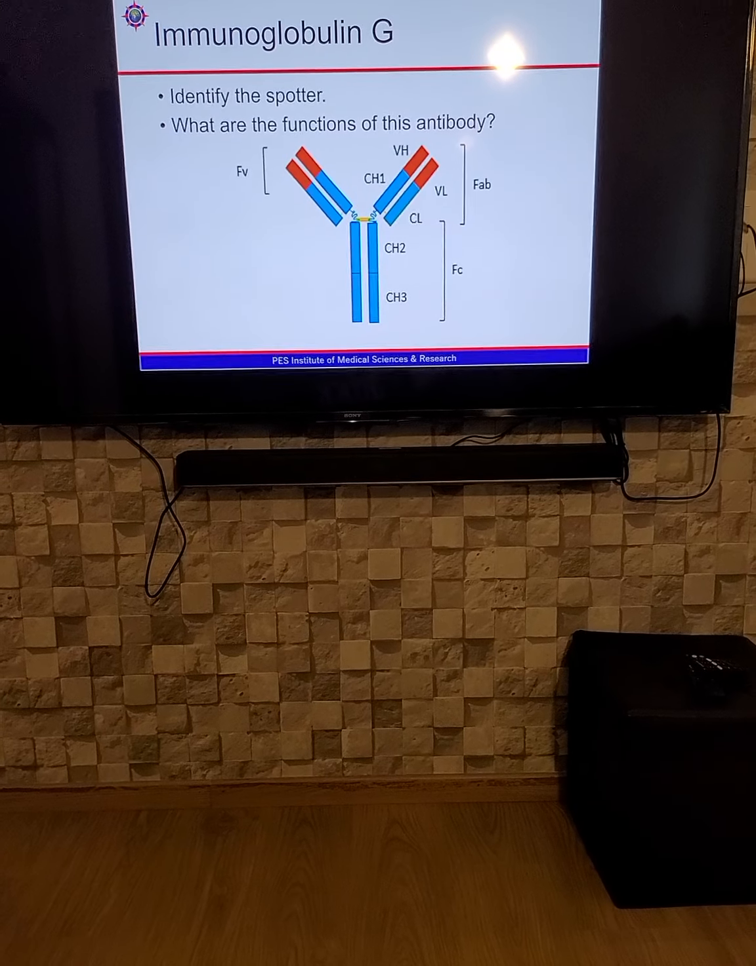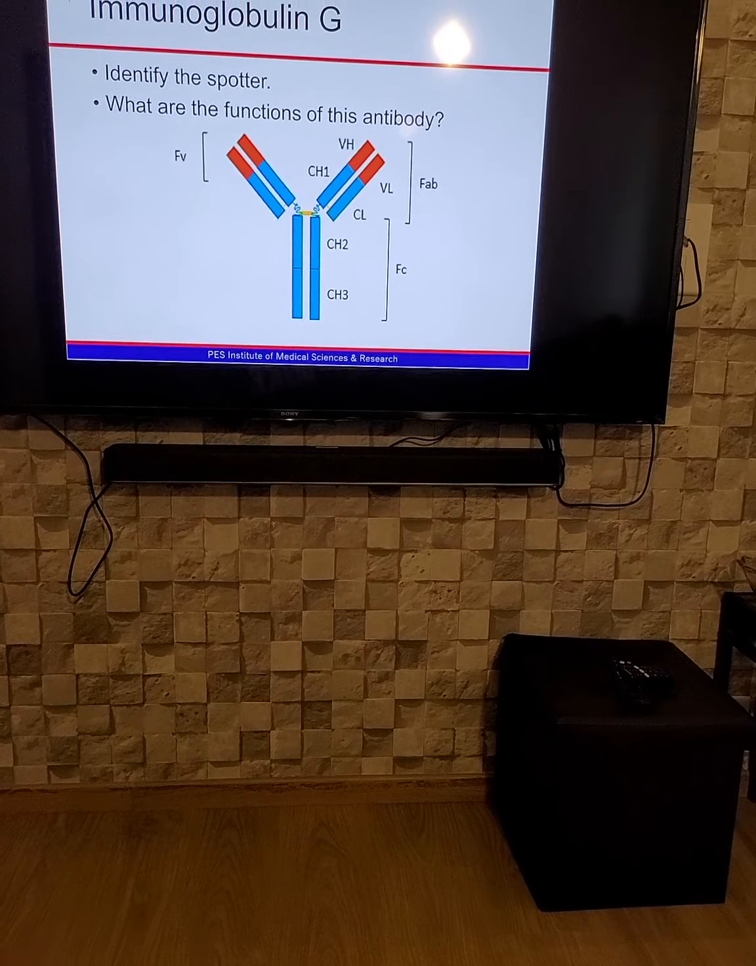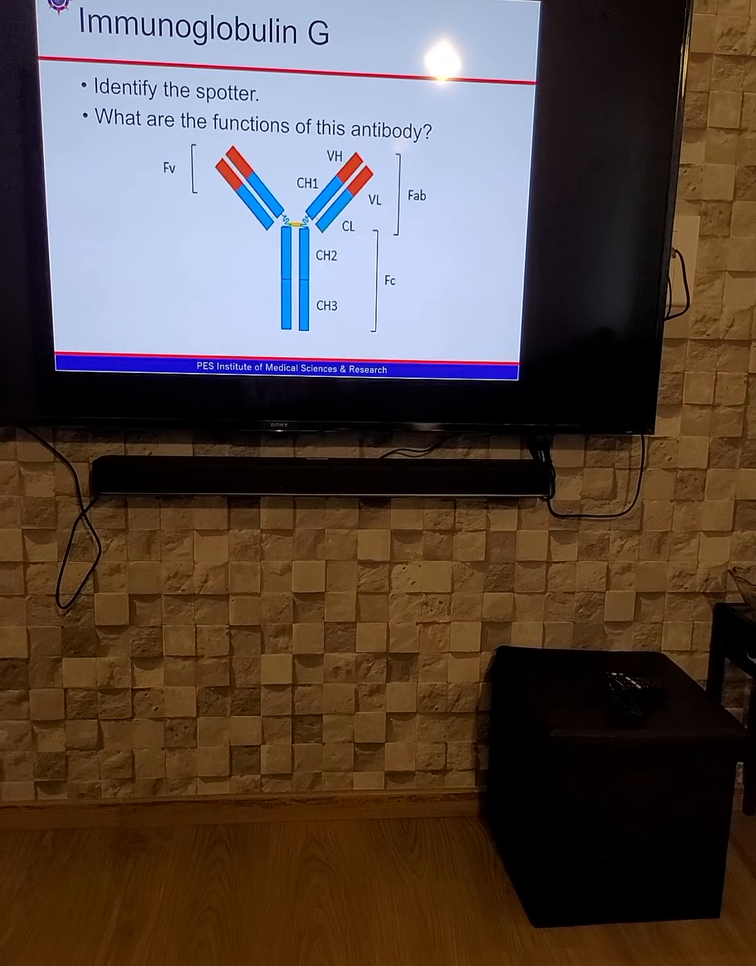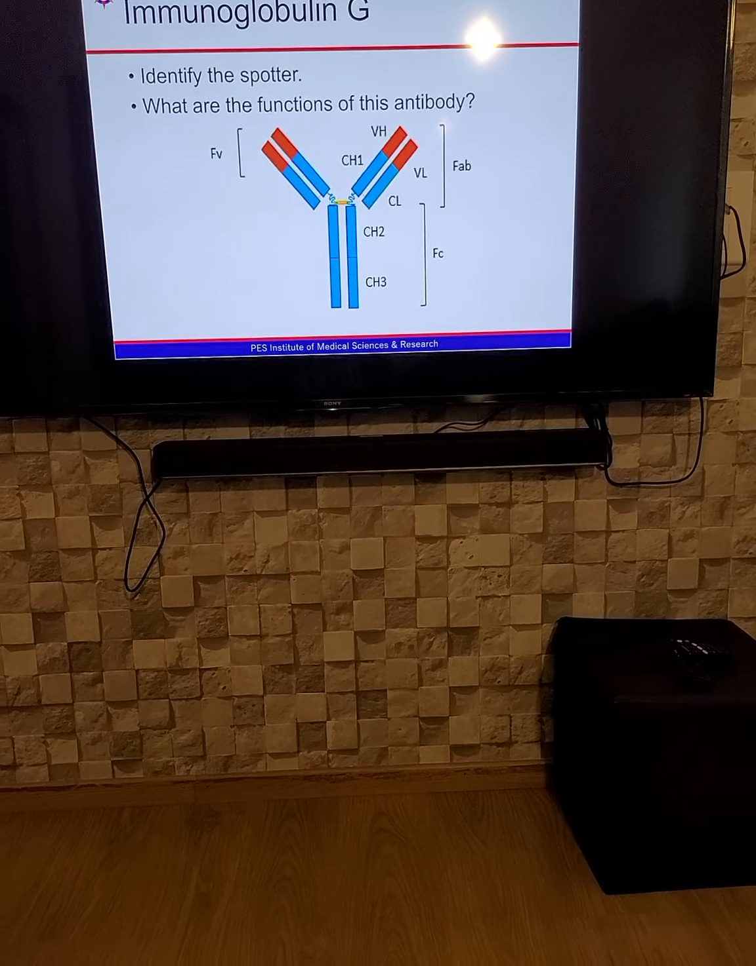Now coming to the immunoglobulin: a pair of light chains and a pair of heavy chains held together by disulfide bonds. The most abundant antibody is IgG, the only immunoglobulin that passes the placental barrier.